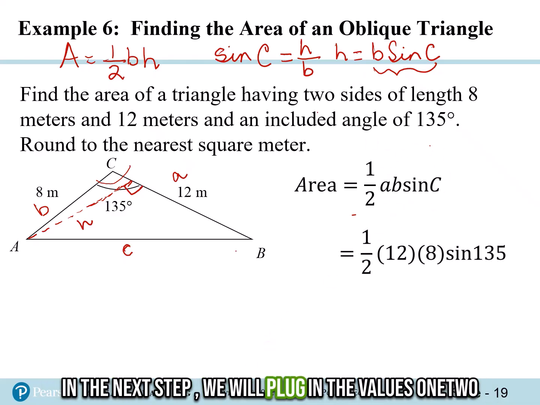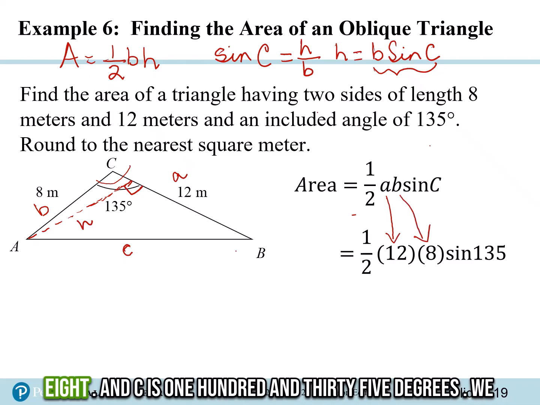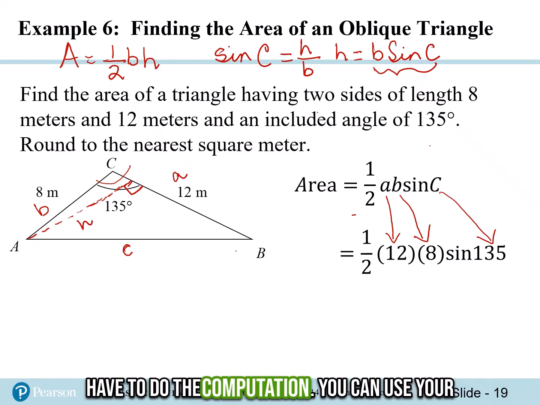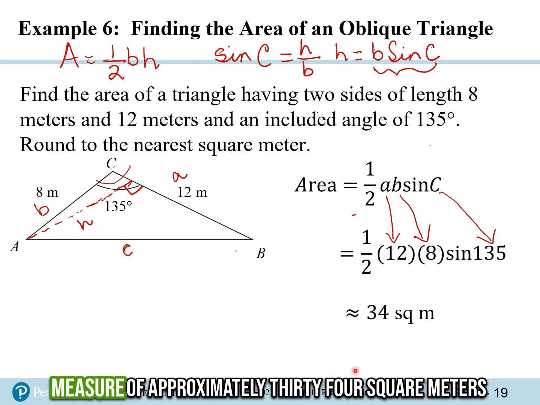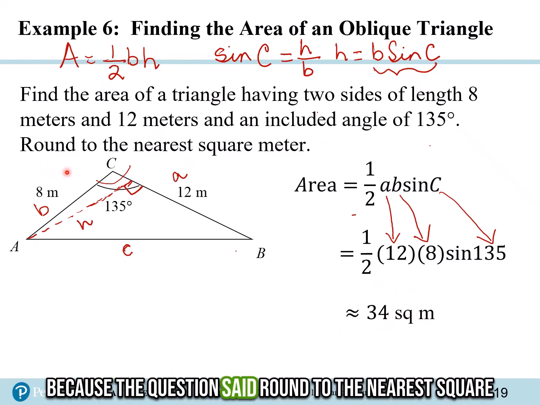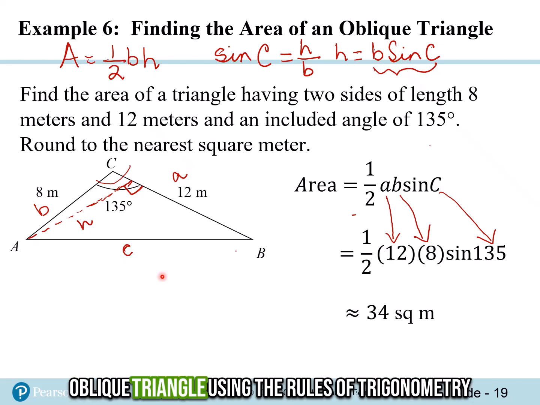In the next step, we will plug in the values. 1/2 times 12, which is a. b is 8. So a is 12, b is 8, and c is 135 degrees. We have to do the computation. You can use your calculators for that, and we will come up with a measure of approximately 34 square meters, because the question said round to the nearest square meter. So that is how you can find the area of an oblique triangle using the rules of trigonometry.